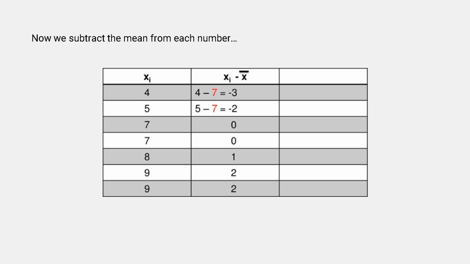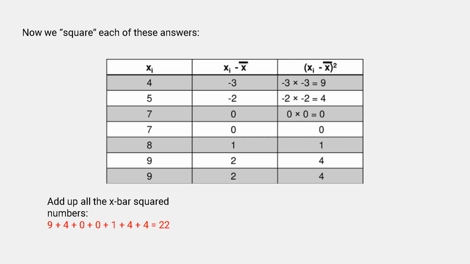Then for the third column, we are going to be squaring the numbers that we got in the previous column, which we got by subtracting the mean from x of i. Any negative number that we get, you square it, which gives us a positive number. So here we got 9, 4, 0, 0, 1, 4, and 4. Then you take all those numbers and you add them up together, which gives us 22. For the next step, we'll be needing this 22.